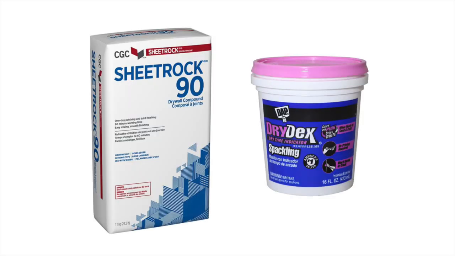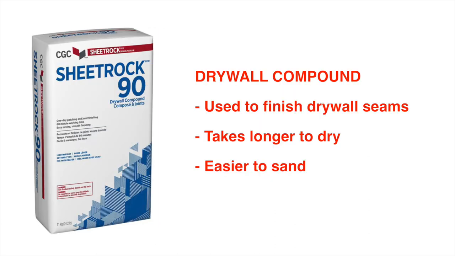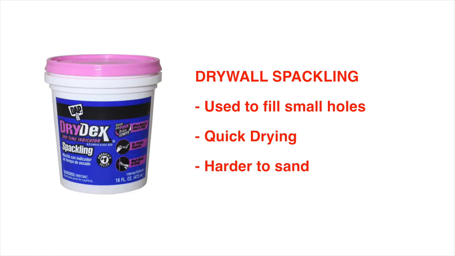Before we get started, I just quickly wanted to go over the two types of drywall compound that are commonly used. The first would be sheetrock 90. This is used to finish drywall seams. It takes longer to dry, but it's easier to sand. The second is drywall spackling. This is used to fill small holes. It's quick drying and harder to sand.